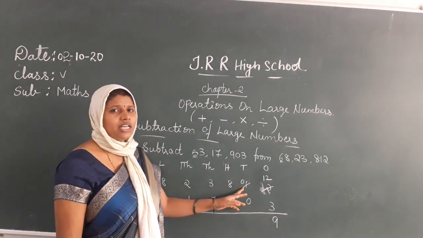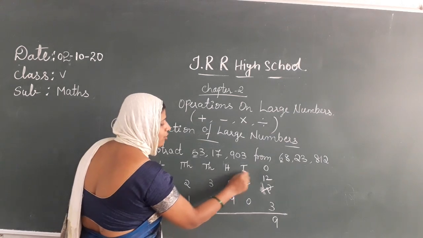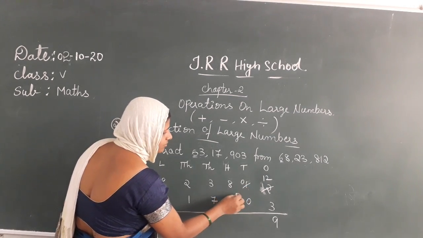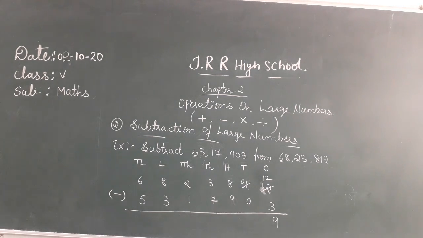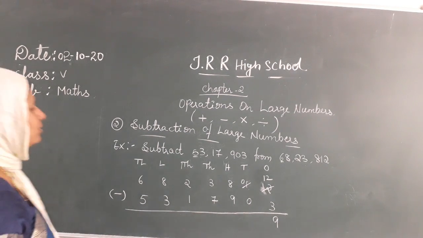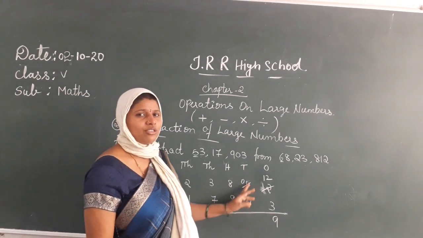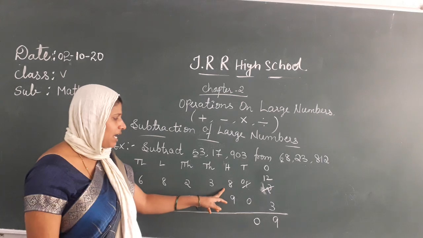Now here 0 is there. Can you subtract 0 and 0? So what do you have to do? You have to take a borrow from here. Now here 0 minus 0. 0 minus 0 means you will get 0, right? Coming here, next to the hundreds place.